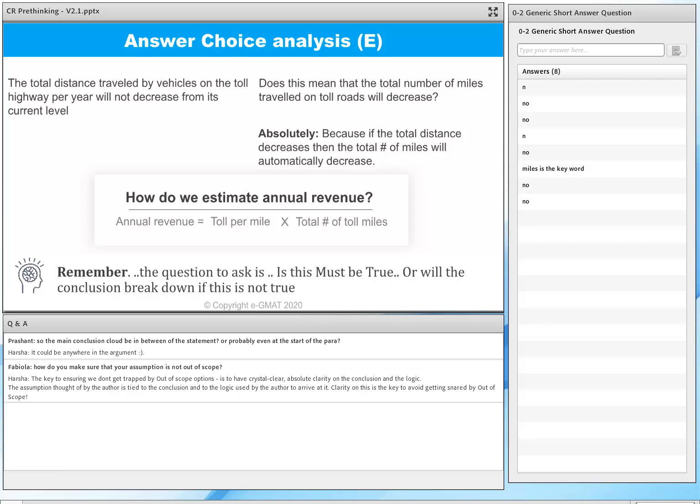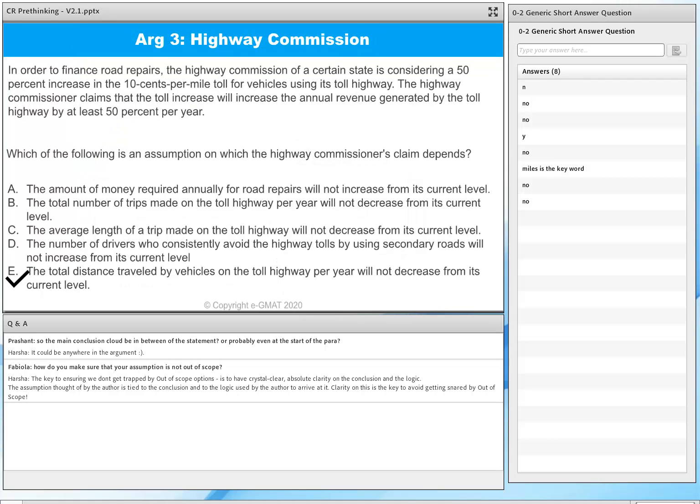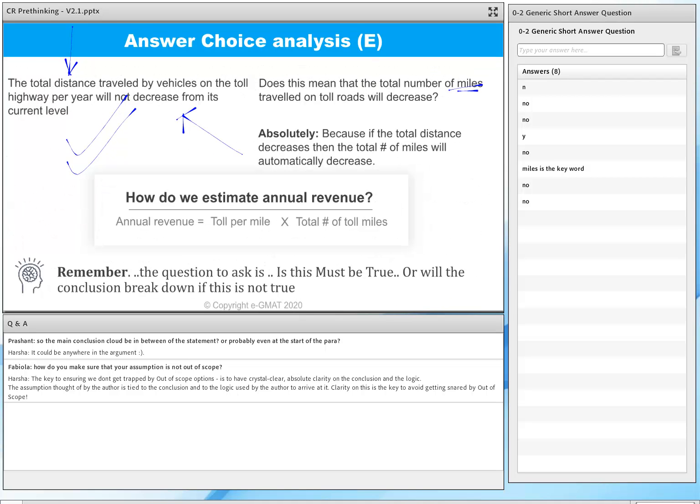Choice C, which is my correct answer, talks about the total distance. If the total distance goes down, then the number of miles goes down. That's what it translates to, right? So is this a must be true? Absolutely, it is a must be true. Now, can you really see, if you focus on pre-thinking, how simple this 700 level question becomes?